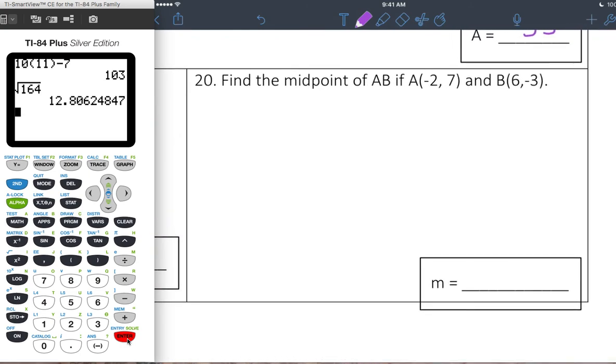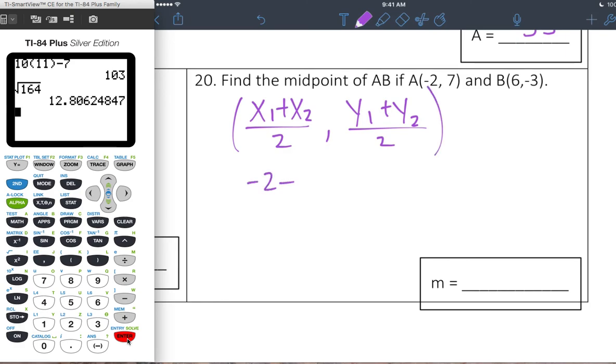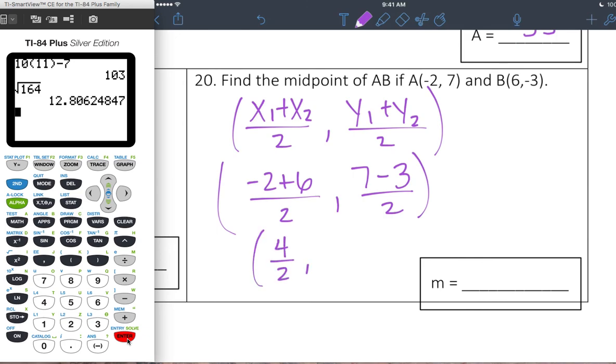All right, last one, finding the midpoint of AB. So we'll have x1 plus x2 over 2, y1 plus y2 over 2. So we're going to have -2 plus 6 over 2, and 7 minus 3 over 2. -2 plus 6 is 4, and 7 minus 3 is 4, and that is going to reduce to 2, 2.